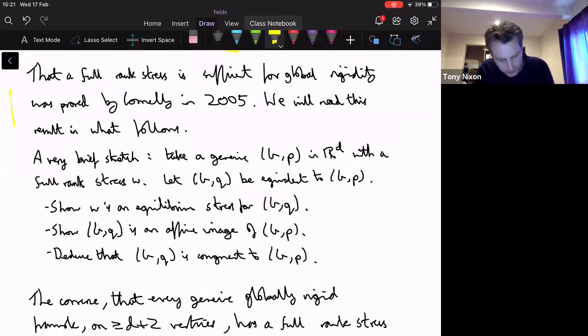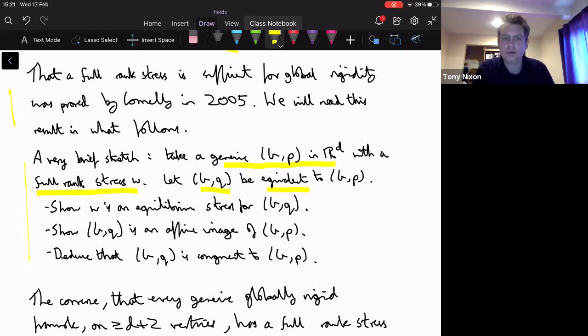I don't know if this is worth saying. It may be just better to look at Connelly's paper and get a sense for yourself. But I did want to just say a few words about the proof. So suppose I have a generic framework in R^d with a full rank stress. Now I'm going to choose some equivalent framework.